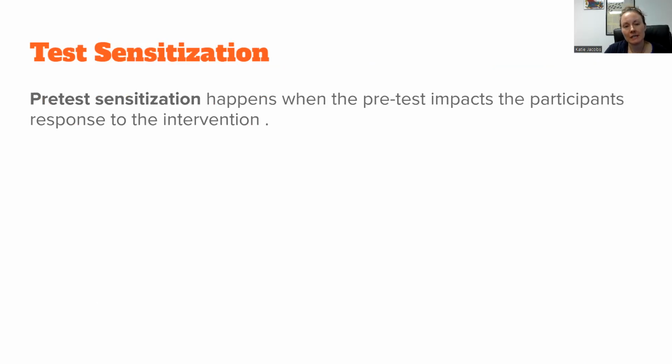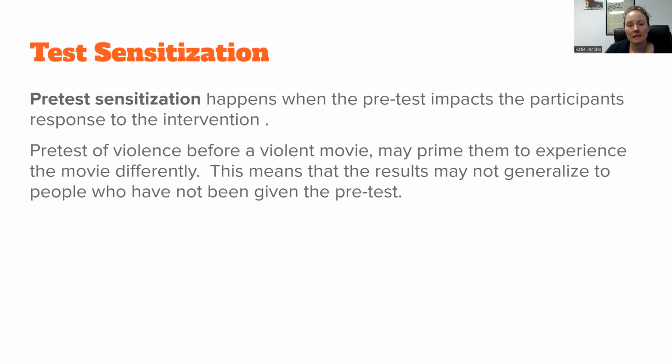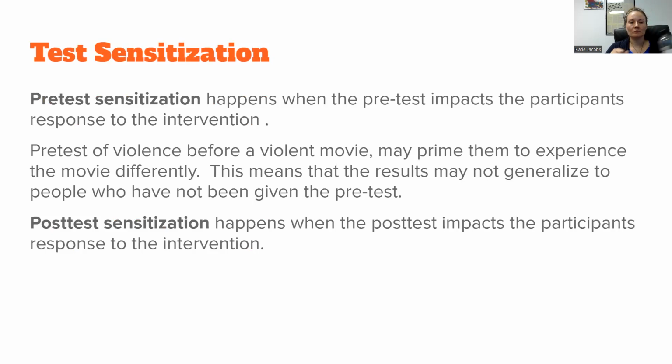We also have test sensitization. Pre-test sensitization happens when the pre-test impacts the participant's response to the intervention. So for example, if you have a pretest of violence before a violent movie, that may prime the participants to experience the movie differently. This means that the results may not generalize to people who have not been given the pretest. We also have post-test sensitization, and this happens when the post-test impacts the participant's response to the intervention.